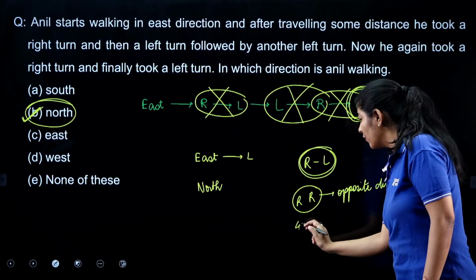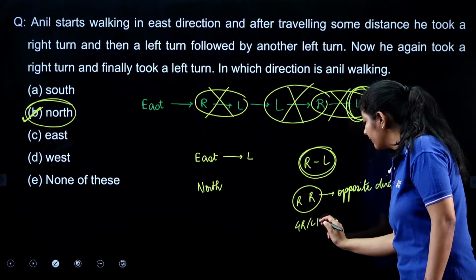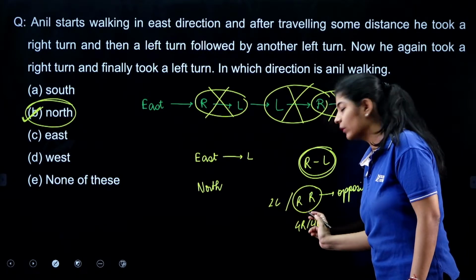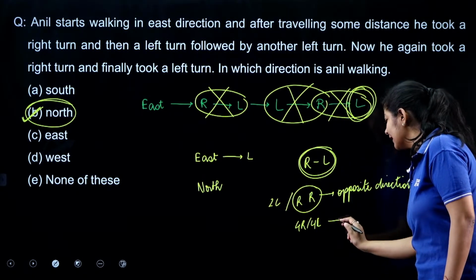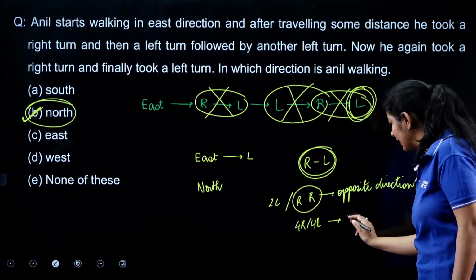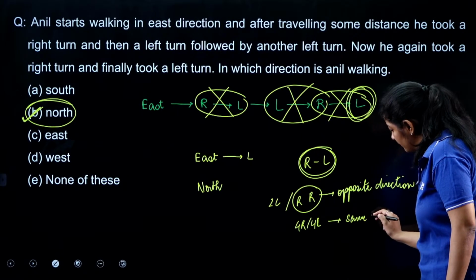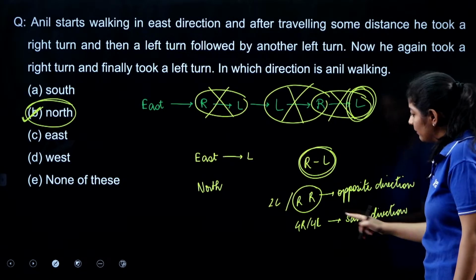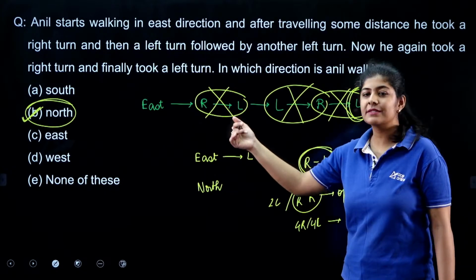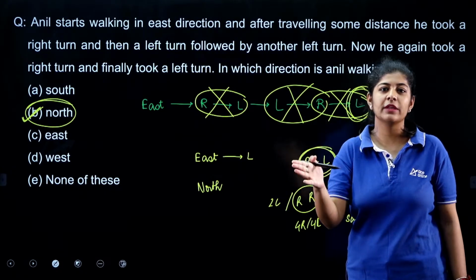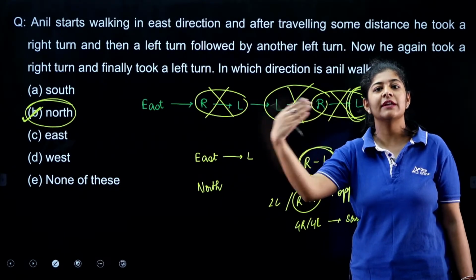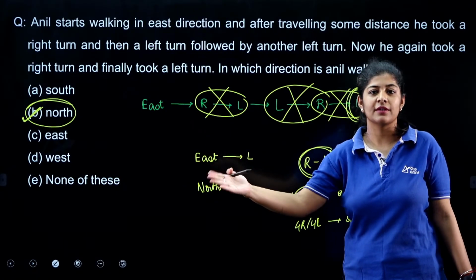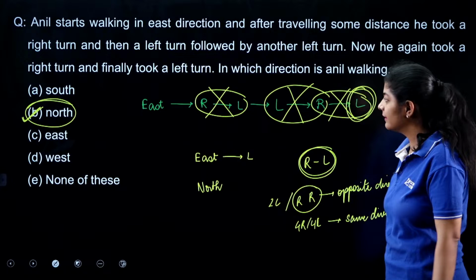If you are getting 2 left or 2 right, the answer is the opposite direction, and if you are getting 4 right or 4 left, then the same direction is your answer. It means 2 left, 2 right, that means let's suppose I am moving in the east direction and after that I took a left turn and again I took a left turn. In which direction am I facing now? So, my answer is west, right.